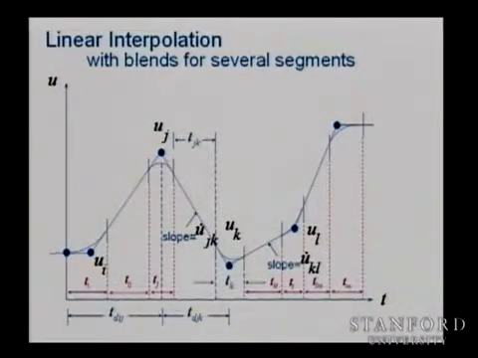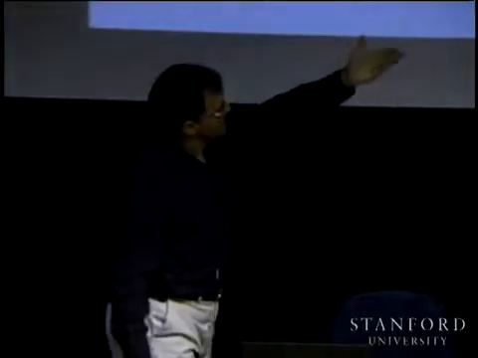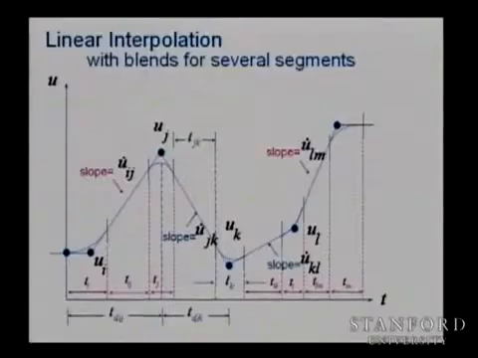So then we have t sub i is the first blend, then t sub ij is the straight line segment, t sub j is the next blend, etc. for all of them. Okay? The slopes we already denoted with u dot ij, jk, kl, lm. So what is given here? We'll come back to the picture.